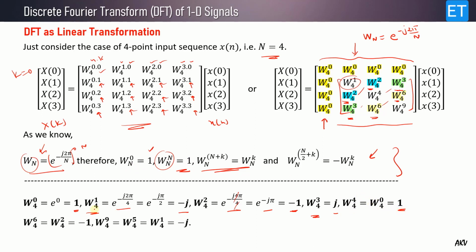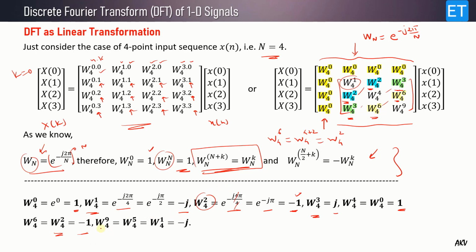So now W_4^6. W_4^6 is equal to W_4^2. How? Using this relationship. W_4^6 means I can write it as W_4^(4+2). So W_n^(n+k) is W_n^k. So that is equal to W_4^2, right? So W_4^6 is nothing but W_4^2. And W_4^2 we have already found here, minus 1. So this is minus 1. So your computation again reduced.